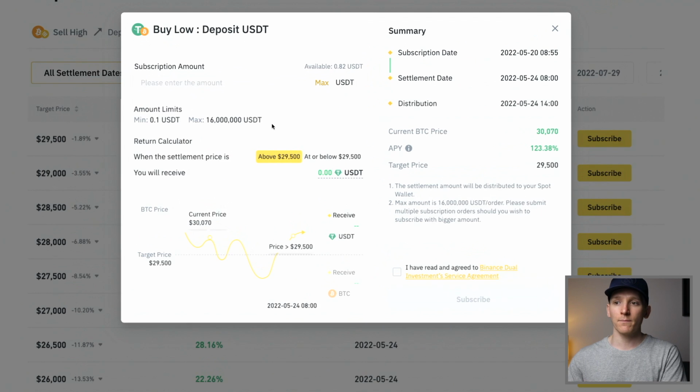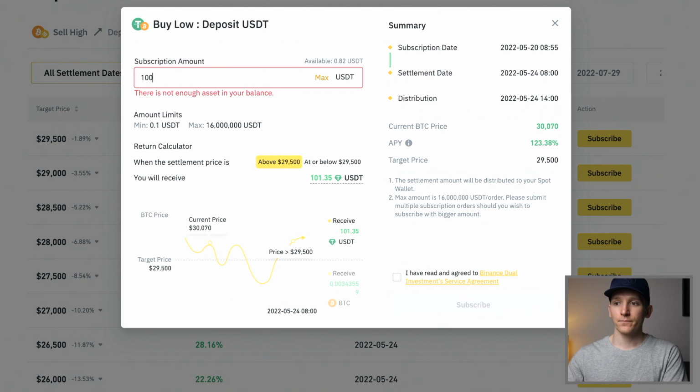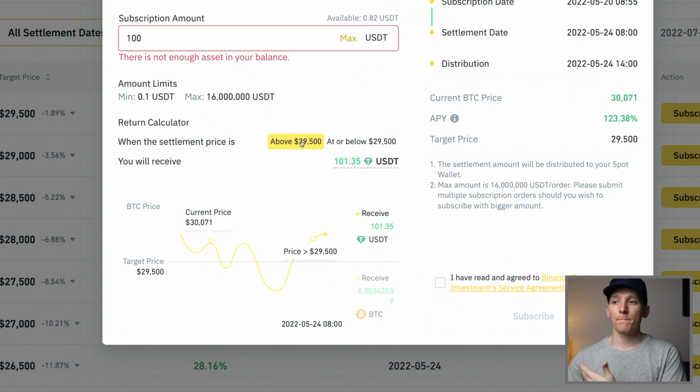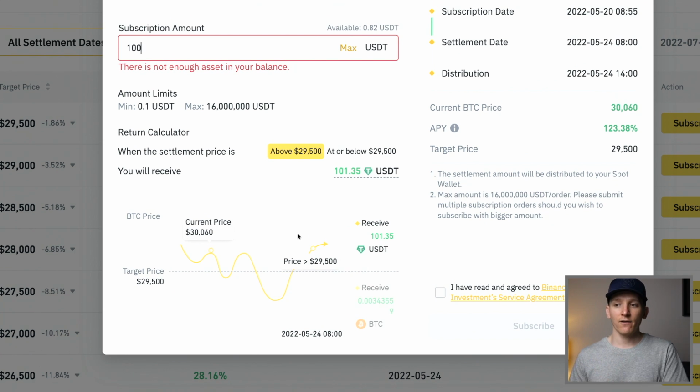So if you press subscribe and then choose an amount right here, what we can see is that when the settlement price is above 29,500, you can see what happens here. You actually just receive your dollars back and the premium. They will not execute because they have, with this, the right to sell you Bitcoin at 29,500.